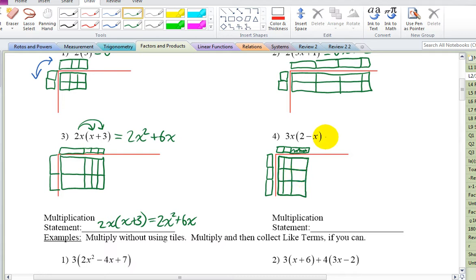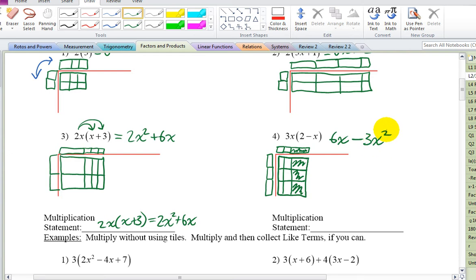Okay, so what do we have? Oh, forgot to shade. So the shading, negative times positive, means that these shade in. Okay, so we have 6x minus 3x squared.